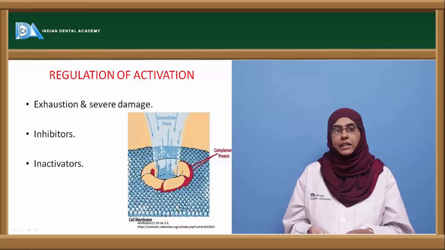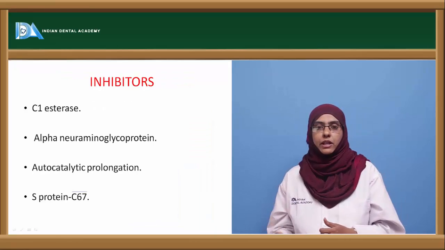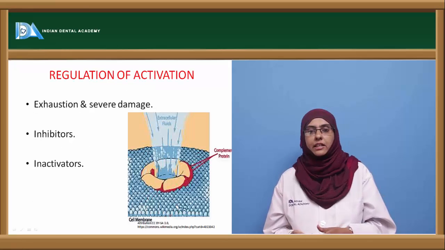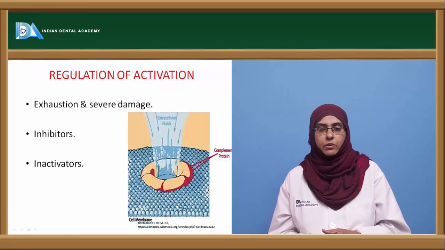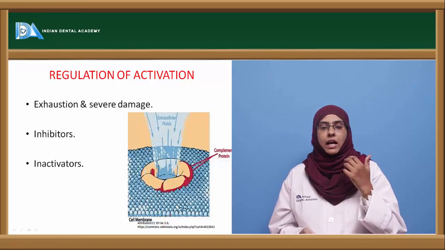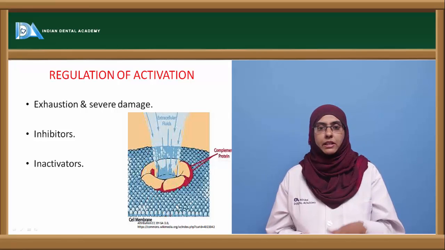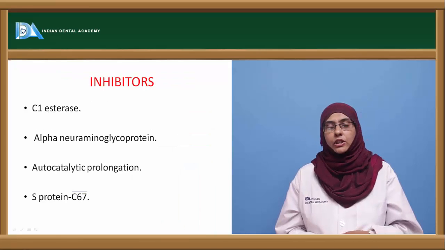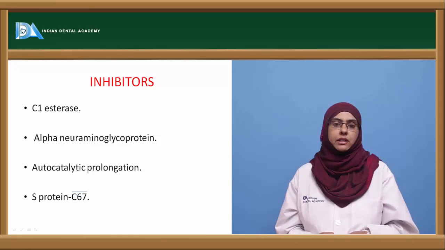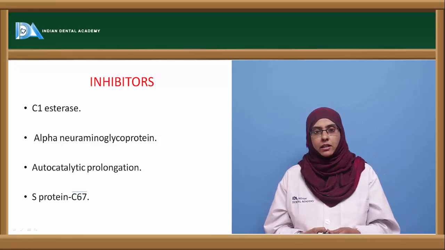Inhibitors are the ones that inhibit the pathway from continuing. They will not allow the pathway to continue and cause severe damage to the human body, whereas the inactivators are the ones that completely inactivate the complement protein. They will eliminate the complement protein so that it is no longer able to carry on the classical pathway or the alternative pathway. That is, they are not autocatalytic in nature. Among the inhibitors present in the human body, the most prominent one is the C1 esterase inhibitor, which inhibits the complement protein.